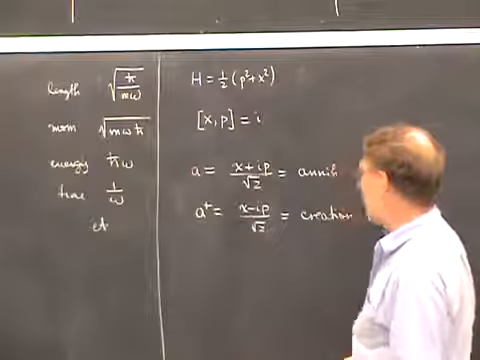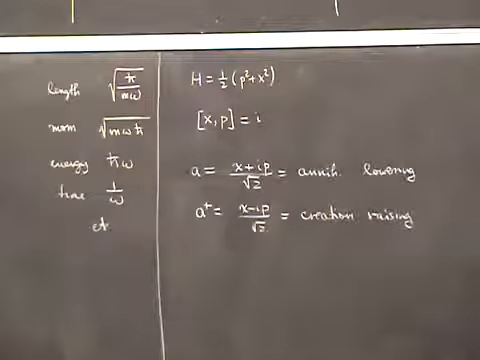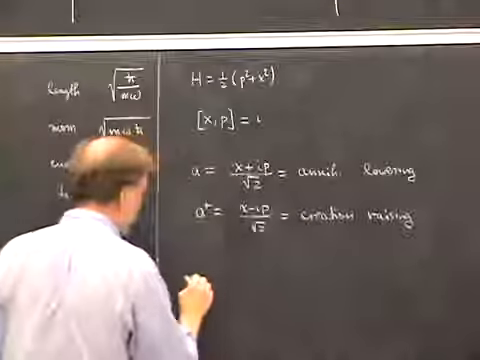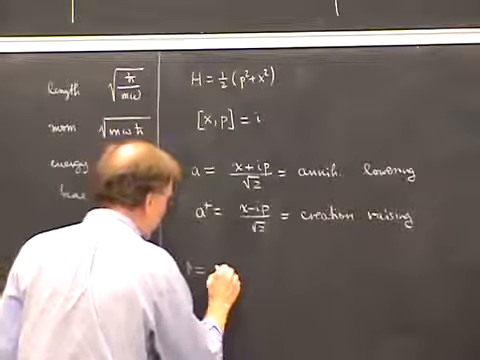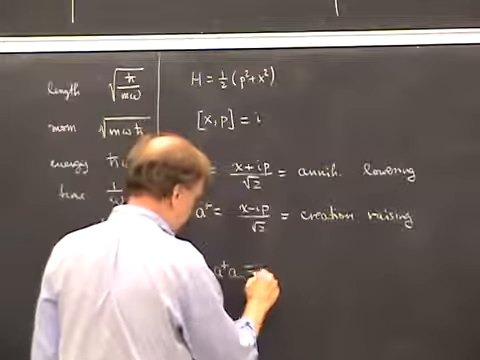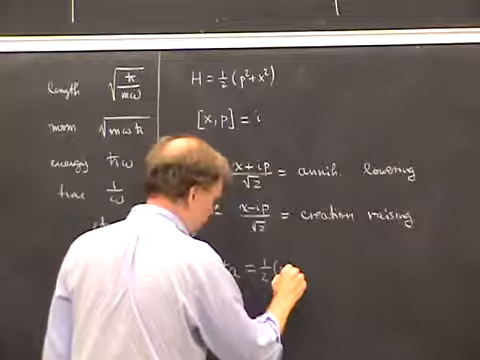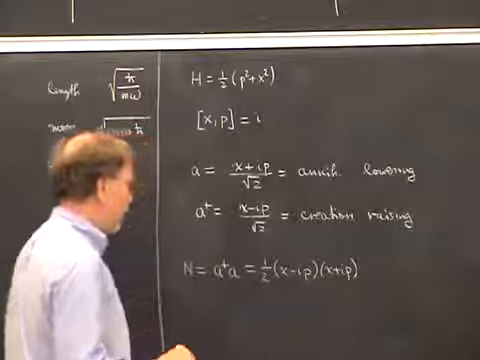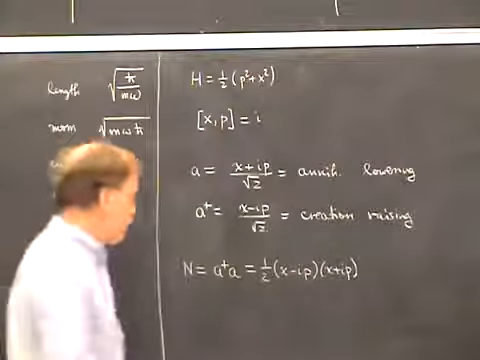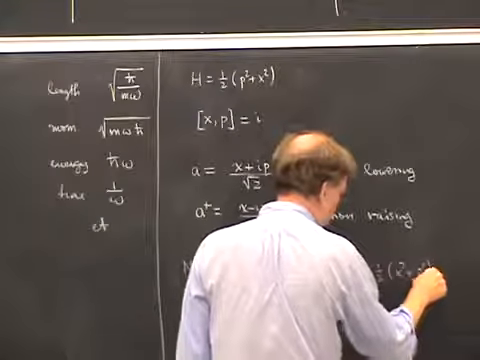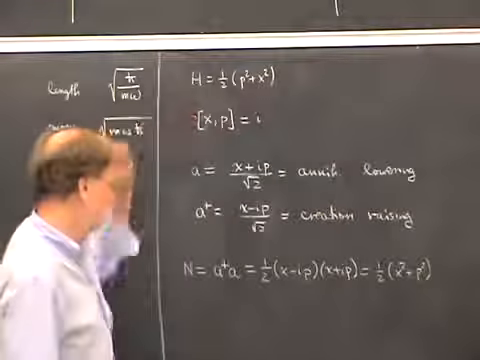Now, these two operators are not Hermitian, so we don't diagonalize them. On the other hand, they have some nice properties. In particular, let's define a new operator, which is the product of A dagger times A. Well, just from the line above, this is 1/2 of (x minus ip) times (x plus ip). If those were c-numbers instead of operators, you just multiply them together and you get 1/2 of (x squared plus p squared), which is obviously the Hamiltonian.